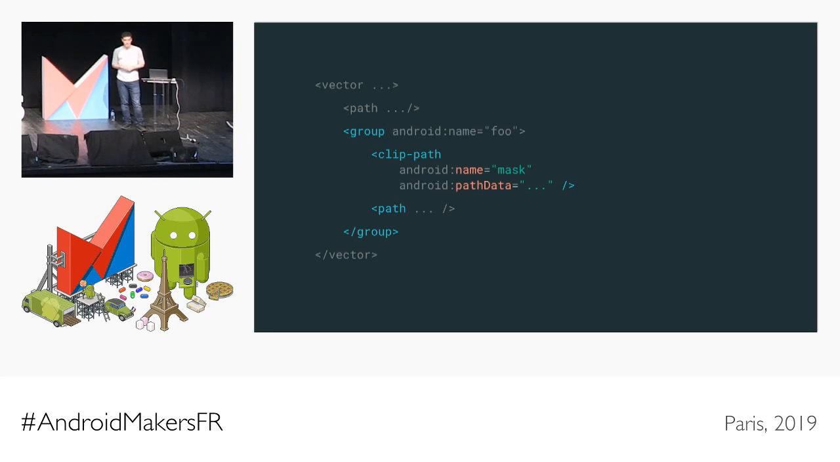There are also something called clip paths, and a clip path is similar to a path. It defines a region in which pixels should be drawn. So if you have a path and you want to say, I only want this region of that path to be drawn, you could use a clip path to define that region.